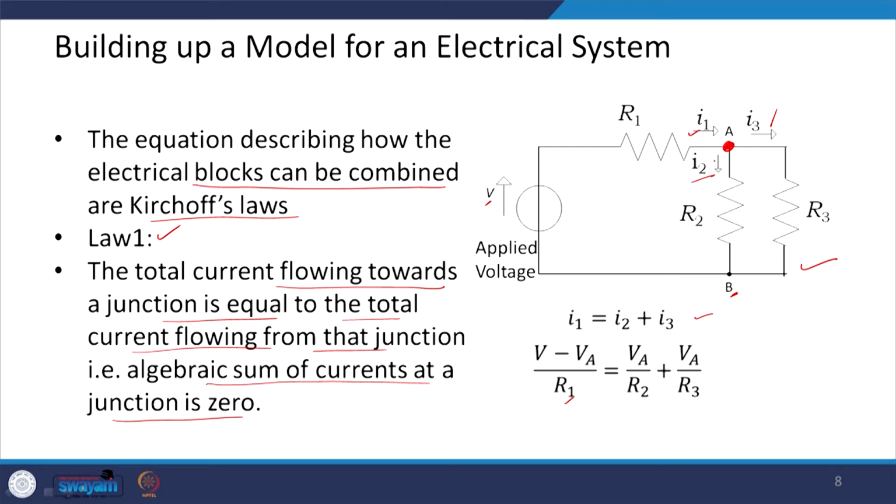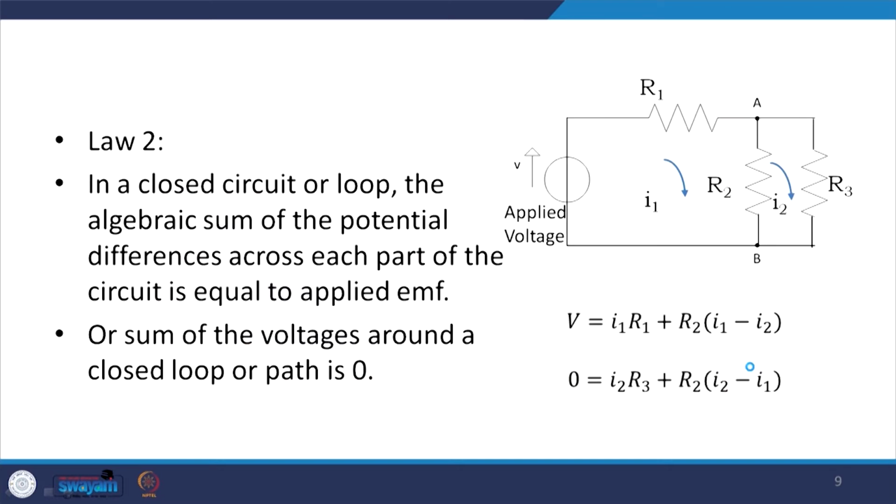So, VA by R2 and I3 will be actually VA by R3. Then there is a second law by Kirchhoff, and it says that in a closed circuit or a loop, the algebraic sum of potential difference across each part of the circuit is equal to the applied EMF. Or what we can say is that the sum of the voltages across a closed loop or path is going to be 0. So, this law can be explained with the help of this very example.